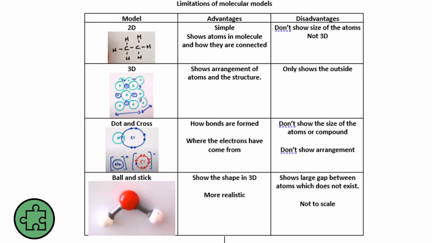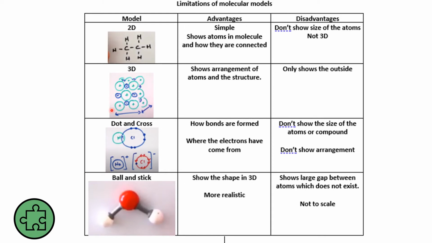So these are the four that we generally use, and it's just worth pausing and making a note of each of these. So the two-dimensional models here that you would see. The advantage is it's a very simple diagram, and it shows all the atoms in the molecule. It shows what they are and how they're connected to each other. The disadvantage is it doesn't show the size of the atoms, and it's not three-dimensional. Now, of course, molecules in real life are three-dimensional, so that is a definite limitation.